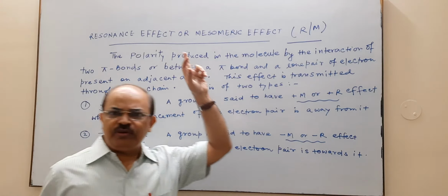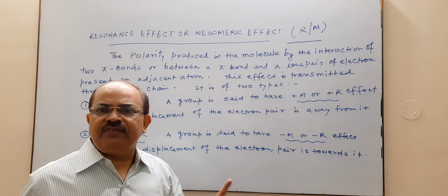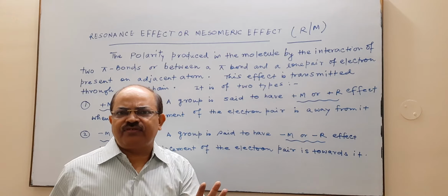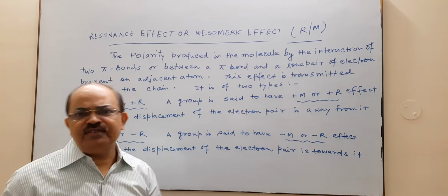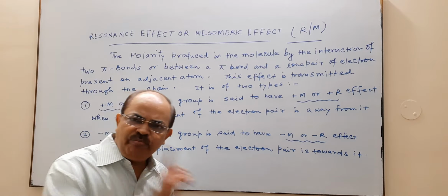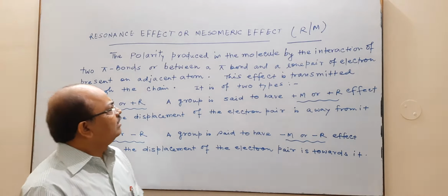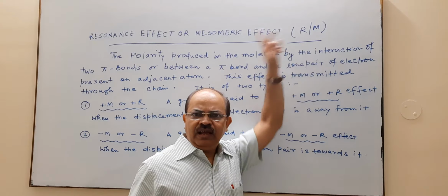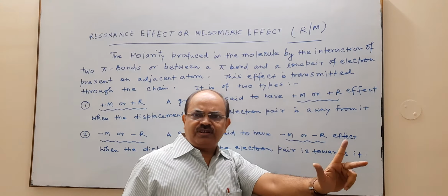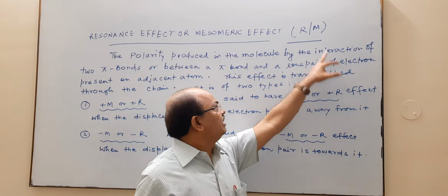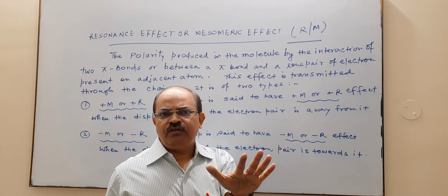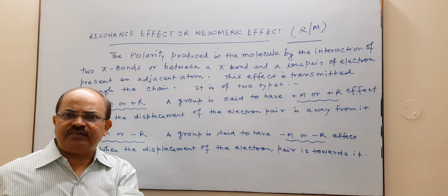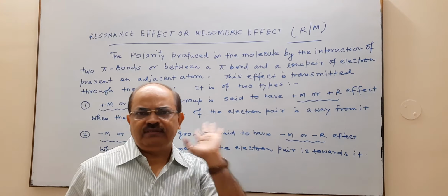Now this resonance effect is also known as Mesomeric effect. So there is no difference between your resonance effect and your Mesomeric effect. In short, resonance effect is known as your R effect. And similarly, if we use the term Mesomeric effect, it is referred to as your M effect. So both the resonance effect and the Mesomeric effect are same.